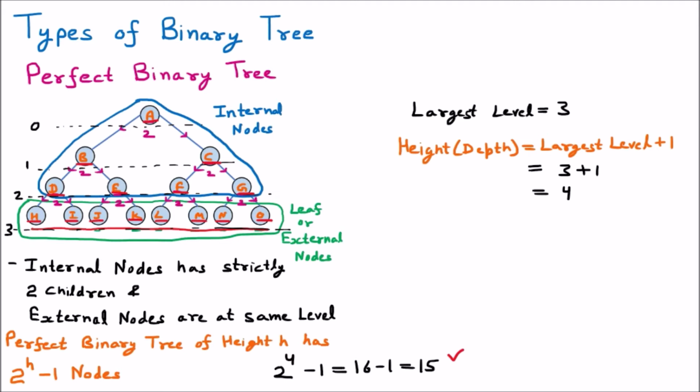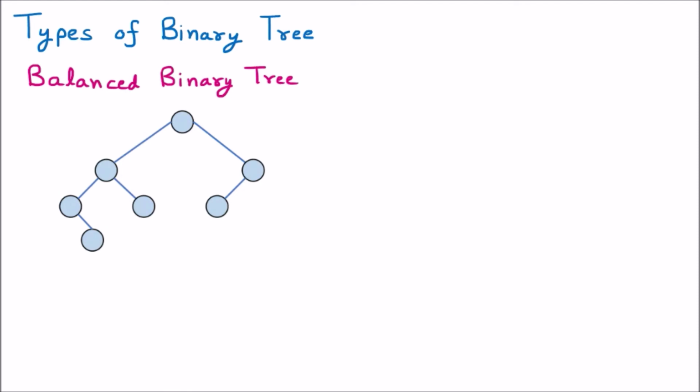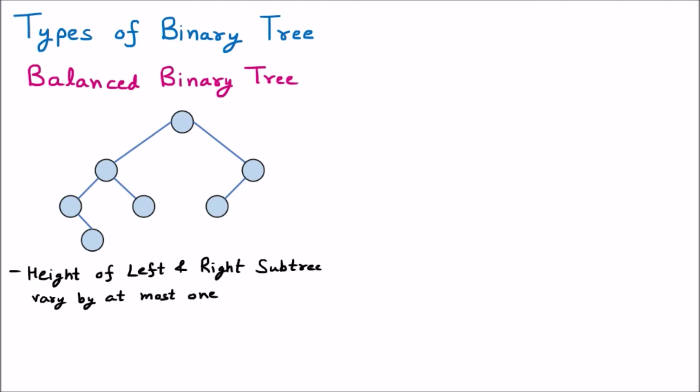Now the next type of binary tree is the balanced binary tree. If we talk about the balanced binary tree, then the heights of the left and right subtree vary by at most 1. First of all, we give names to the nodes. We start with A, then B, C, D, E, F and G. So these are the nodes.